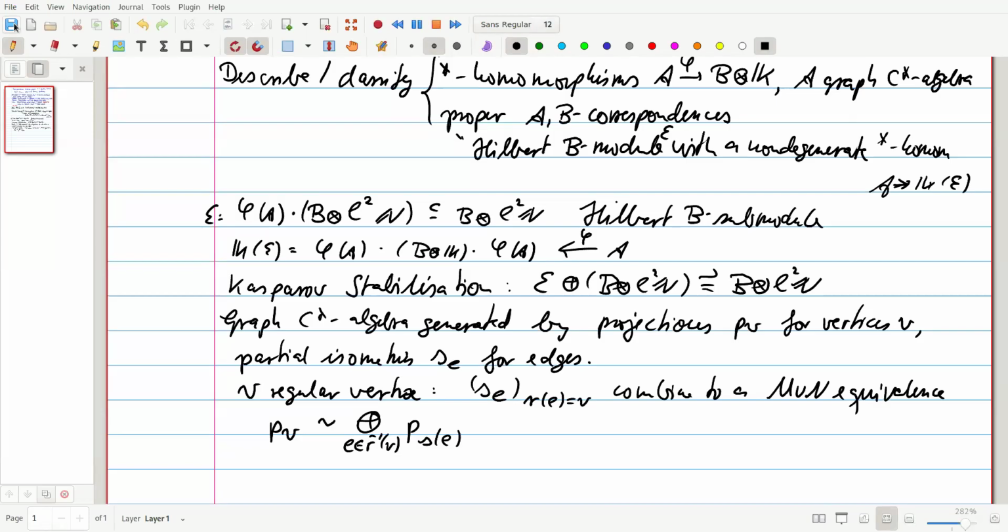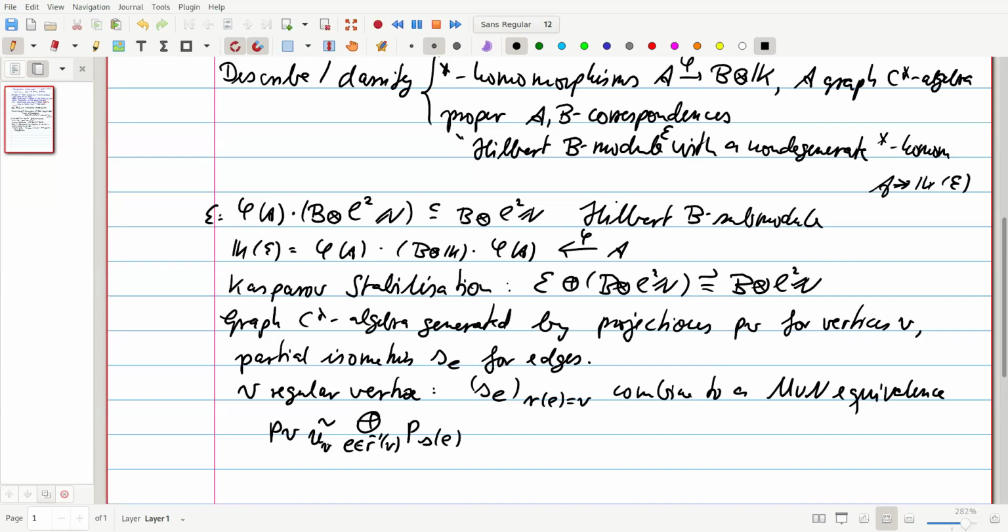So this is also implicitly explaining my conventions for the graph algebra relations, if this bothers you. So S_E would be a partial isometry which links P of the source of E to a subprojection of P_V. And if I just sum them all up, I should get all of P_V. And so that's where I get this Murray von Neumann equivalence. And I call this thing here U_V. I think of this as being a unitary operator between certain Hilbert modules.